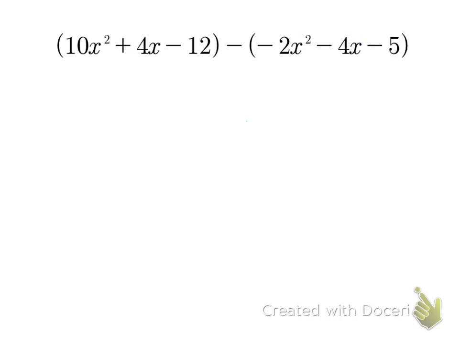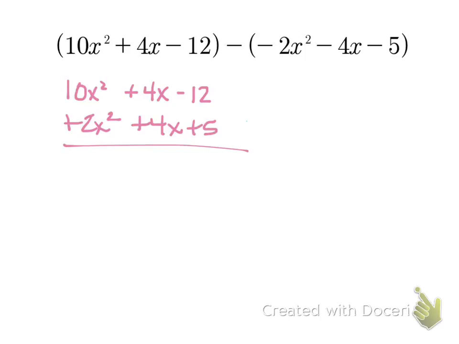So what I would do is rewrite the first polynomial, and then you're going to change the signs of everything else, and make sure that you're still putting them with your like terms. So that would really be a positive 2x squared, a positive 4x, and a positive 5. And now just add your like terms. That would be 12x squared, 8x, and then that's negative 7, and that's it.